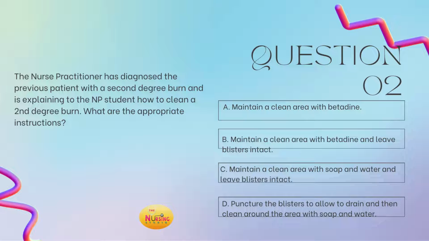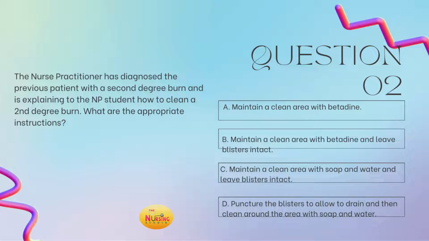All right, you guys. So, stem the question states, what are the appropriate instructions? All right, so what are we instructing? The nurse practitioner is explaining to the NP student how we clean second degree burns, right? So, we know that last patient came in on that right forearm, had their second degree burn, there were blisters. So, now how would you clean that?